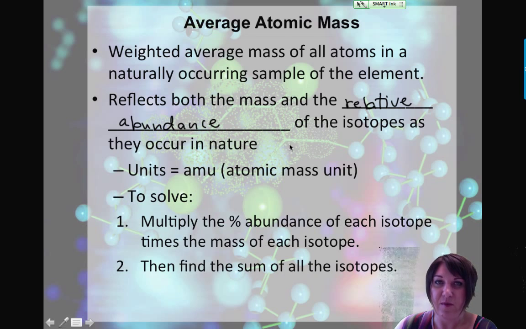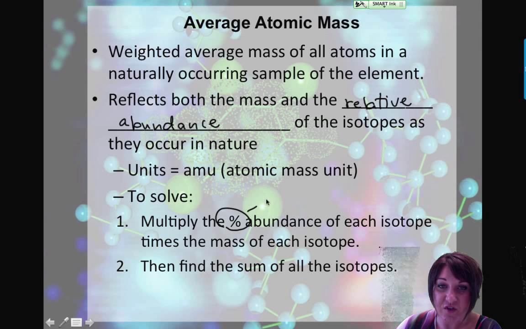Pretty simple, right? Americans must have named that unit AMU. And to solve for average atomic mass, we're going to follow these steps. Multiply the percent abundance of each isotope times the mass of the isotope, and then find the sum of all the isotopes. It's that easy. Now watch out for percents.